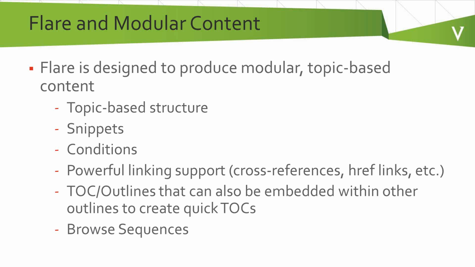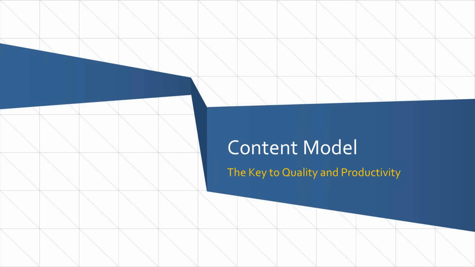And if you haven't used browse sequencing yet, it's also a cool feature where you can basically go out and pull down topics randomly out of your plethora of content and just plug those together into a different sequence to present to your users almost on the fly. So Flare is a very modular product, allows you to create modular documentation, which fits the idea of a content model, which we'll get a little more into here.